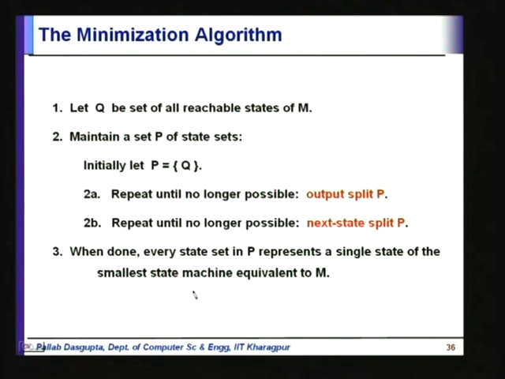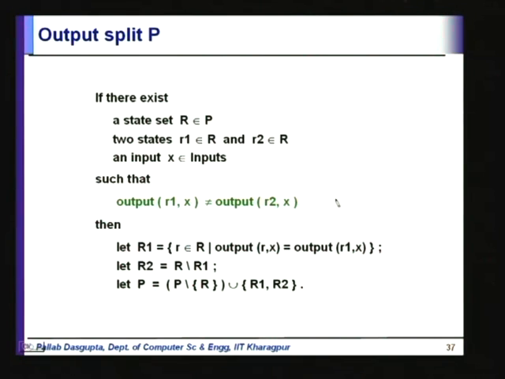So there are two types of ways in which we split. One is output split and the other is next state split. Remember that there are two conditions for equivalence of states. One is that they should produce the same outputs on the same input, and the other is that the next states should be the same. So if the next states are in two different classes, then we split them. If the outputs are different, then also we split them. So this is the output split function.